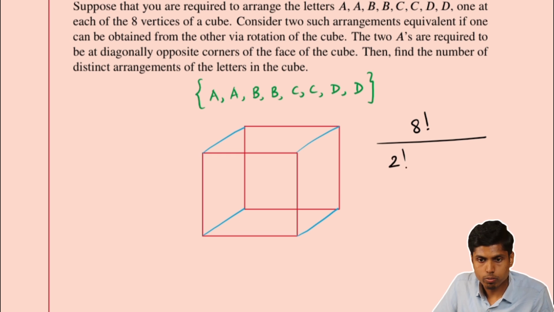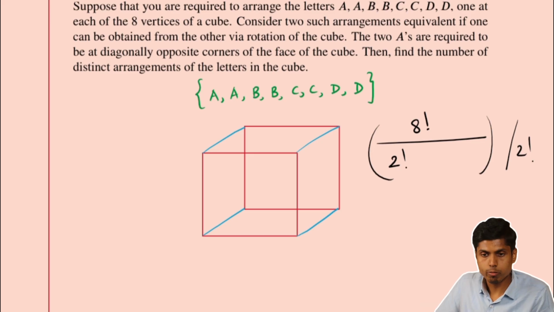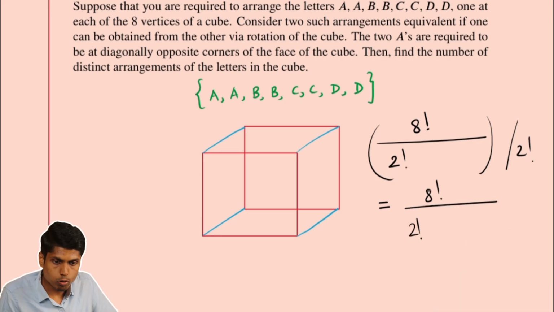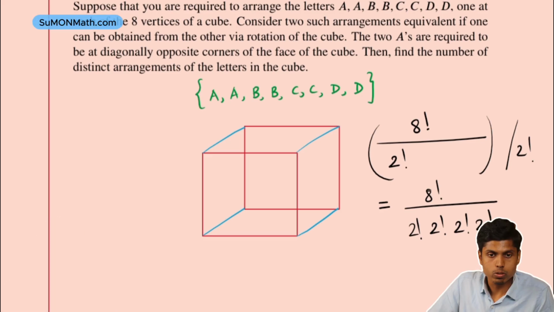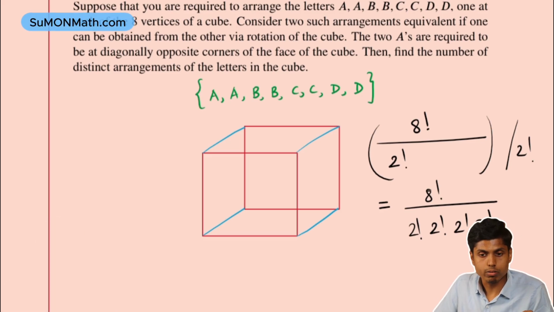Similar argument for B. So this entire thing is divided by 2 factorial, and the whole thing is divided by 2 factorial. So you will get 2 factorial division 4 times. So the answer would be 8 factorial by 2 factorial into 2 factorial into 2 factorial into 2 factorial. So this accounts for the repetitions of the letters, as we do not allow the permutation between the repeated letters. So this is not the final answer, because if you rotate the cube, one permutation gives an entirely other permutation.